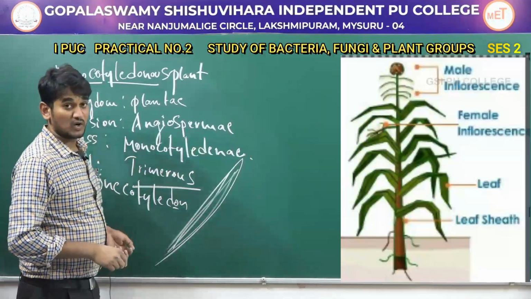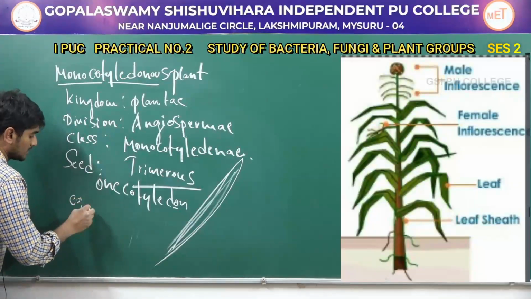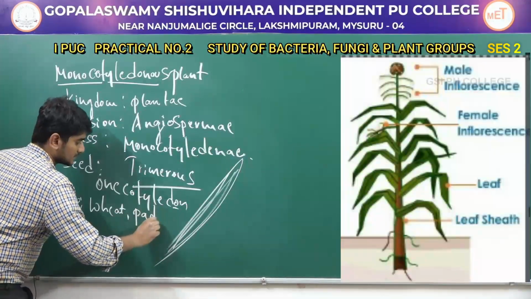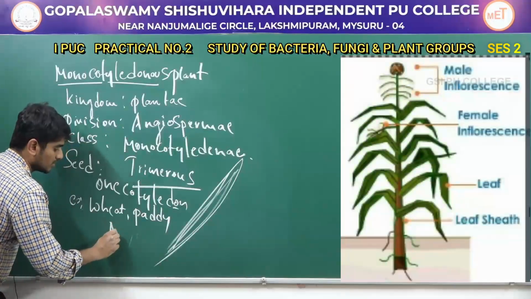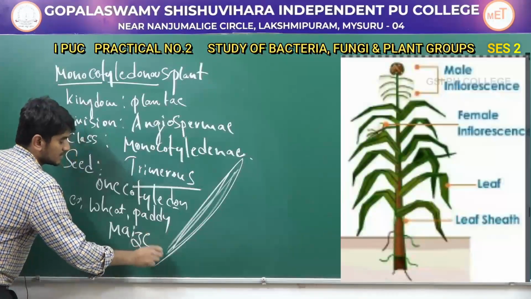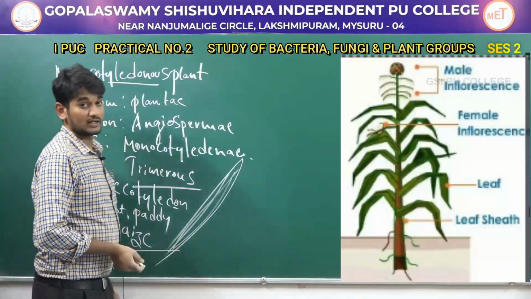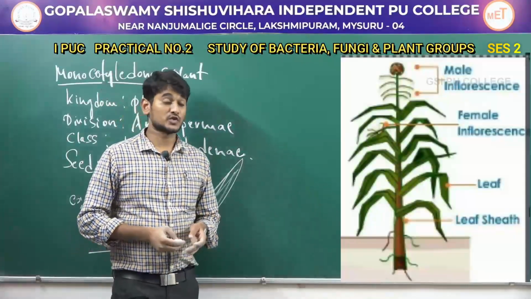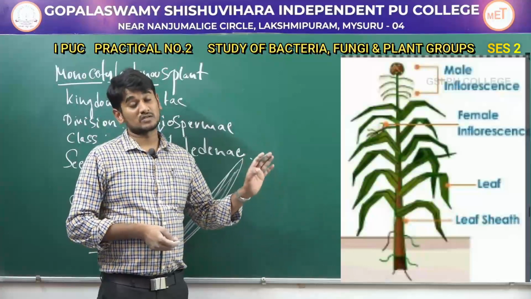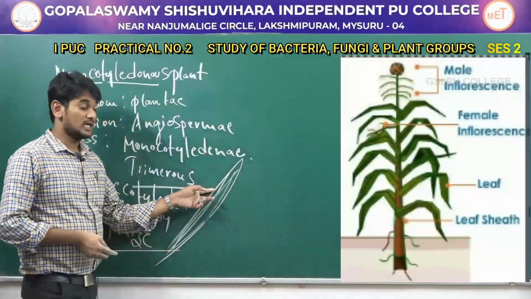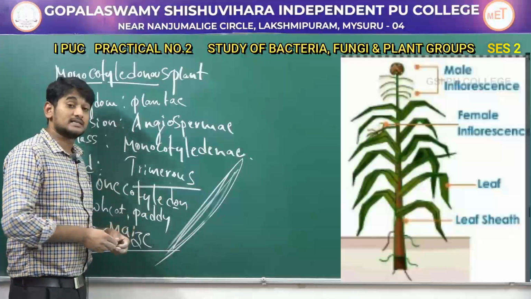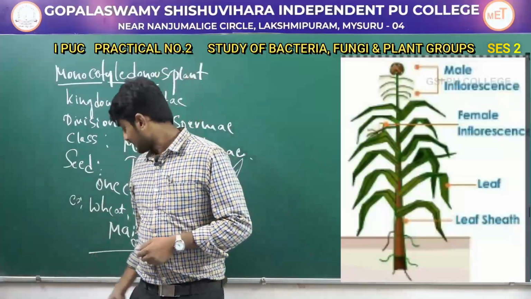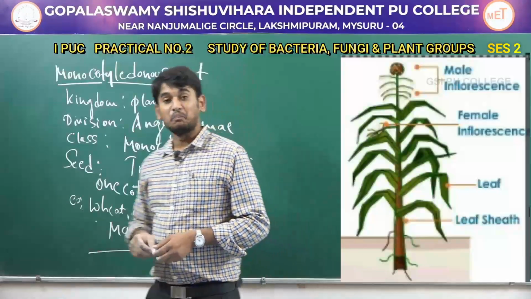Yes, examples for monocotyledons: wheat, paddy, and maize. So these are all examples for monocotyledonous plants: wheat, paddy, and maize. So monocotyledons show a fibrous root system, and the leaves are simple or compound. It shows parallel venation, and the flower is trimerous, and the seed contains a single cotyledon. And examples for monocotyledons: wheat, paddy, and maize.